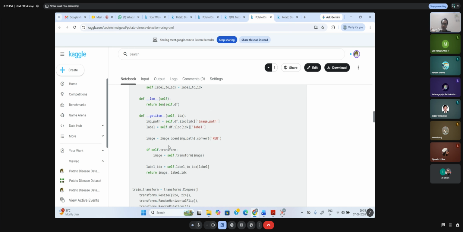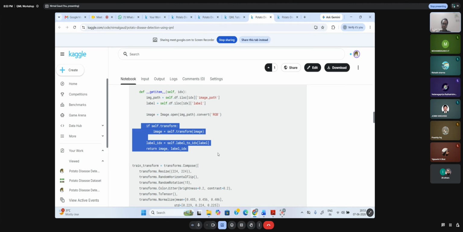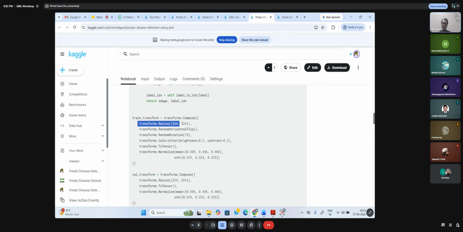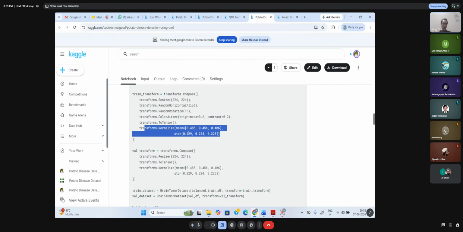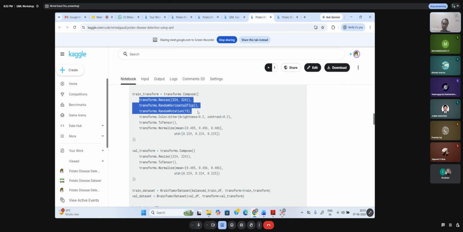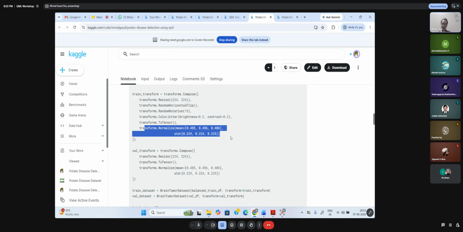Anyways, here I'm going to apply various transformations over the image. These transformations are: resize the image to 224, perform a horizontal flip, give a 15-degree rotation, adjust the brightness by 0.2, change the contrast by 0.2, convert it into a tensor, and then normalize every image so pixel values are between 0 and 1. That is called resizing. Horizontal flip, I can add vertical flip also. Rotation by 15 degrees, I can do 5 or 10 degrees. Then increasing the brightness and contrast by this percentage, and then normalizing the pixels.